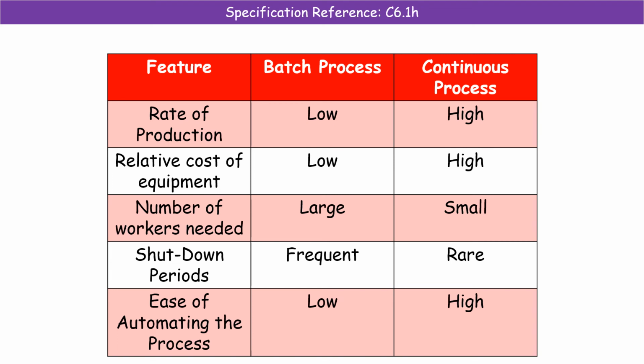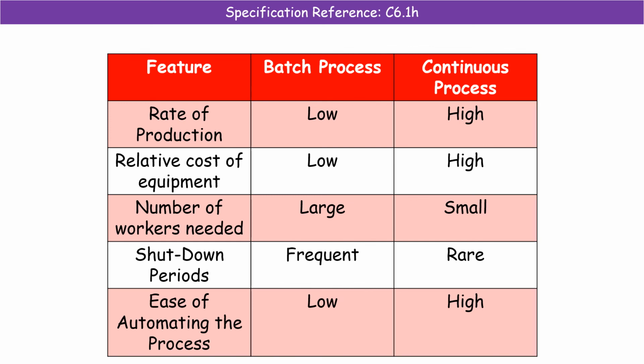So if we look at batch process first of all, it's a low rate of production, but the equipment is cheap. However, we need lots of workers. We've got to shut down the whole facility frequently in order to clean the equipment and swap over different chemicals, etc. And therefore it's not easy to automate.